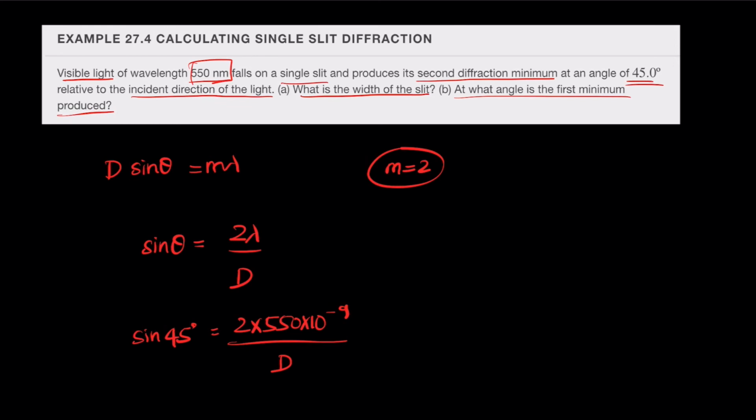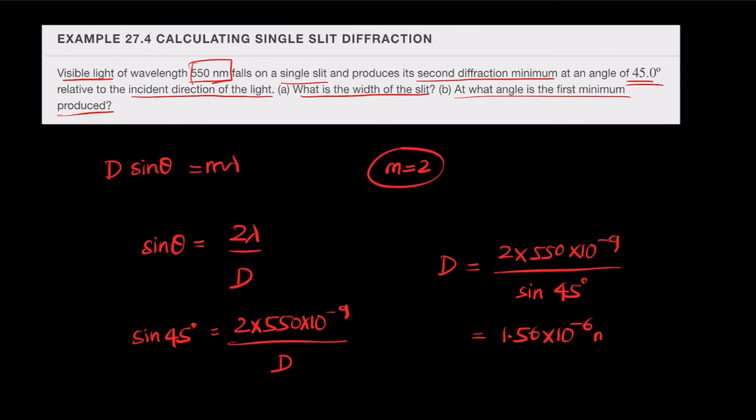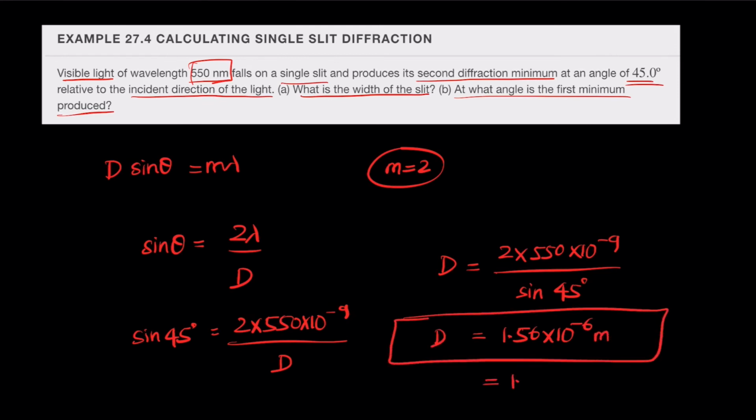So when you calculate this, d becomes 2 times 550 times 10 power negative 9 over sine 45 degrees. When you calculate, you should get a value of 1.56 times 10 power negative 6 meter. That's about 1.56 micrometer. Right, so this is the slit width.